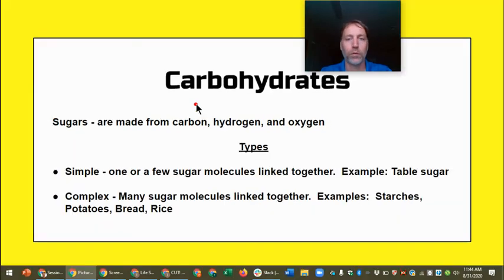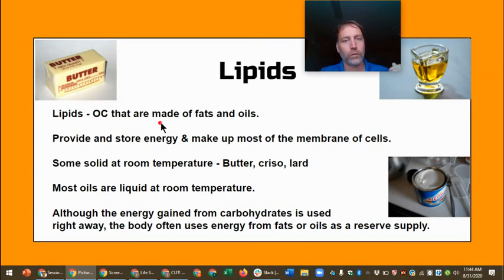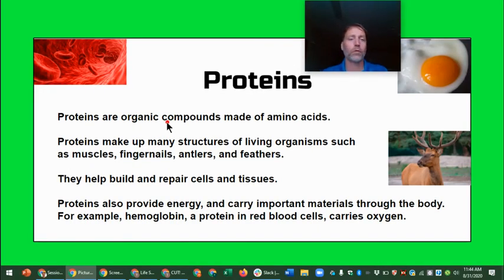So we've talked about carbohydrates, that's quick energy, simple and complex. We've talked about lipids, which make up most of our cells, or actually all of our cells, and they're used for energy, but go into storage if they're unused. And then proteins are important for building parts of our body. So I want you to think of proteins as the building blocks of your muscles and the building blocks of some of your tissues in your body.